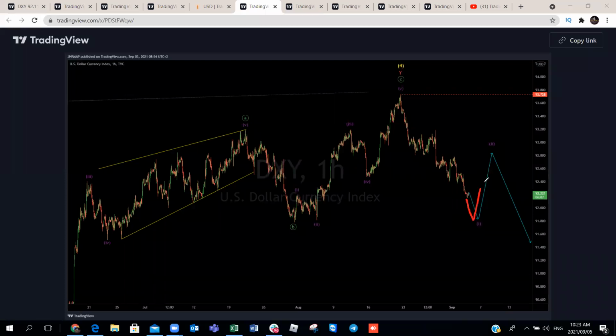Push to the downside, give us a 3-wave pullback. Now with this, you can trade the DXY all the way to the downside. So expect a bit of a pullback from current levels. Right, so that was the DXY.